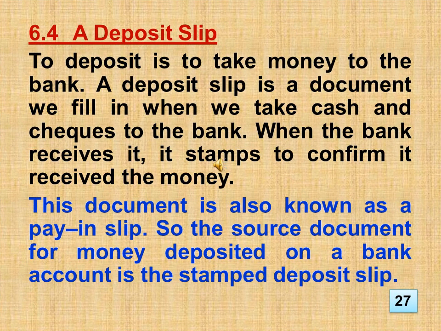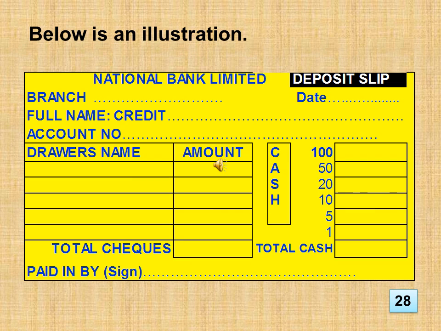Section 6.4. A deposit slip. To deposit is to take money to the bank. A deposit slip is a document we fill in when we take cash and cheques to the bank. When the bank receives it, it stamps to confirm it received the money. This document is also known as a pay-in slip. So the source document for money deposited on a bank account is the stamped deposit slip. Below is an illustration.